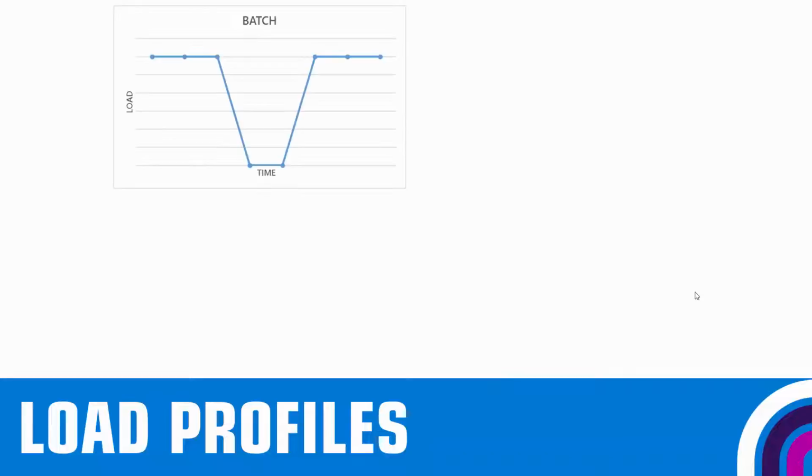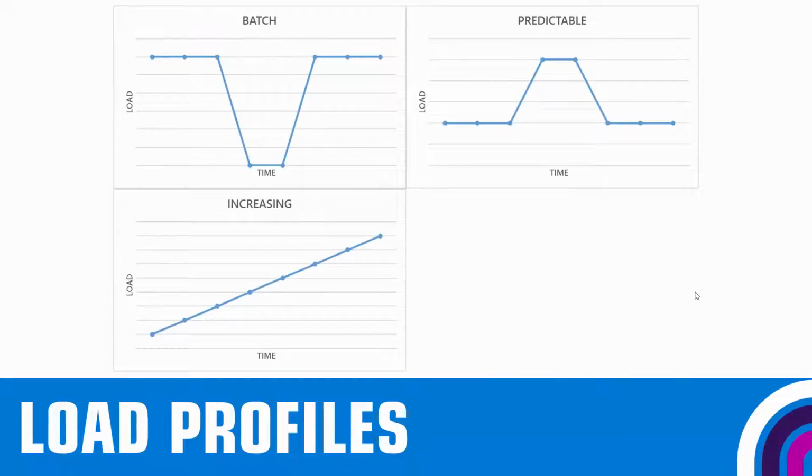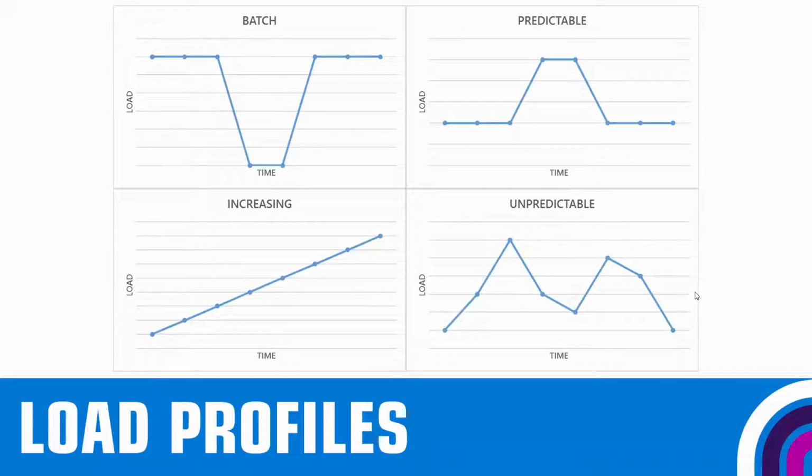And the way you start this is by understanding your load profiles. There are four main load profiles: batch, predictable, increasing, and unpredictable. Batch is really where our site that we use for this event is very typical of a batch load profile, where today there's going to be a lot of traffic because everyone's going to be using the site, but tomorrow we haven't got an event, so nobody's going to be on that. So it goes on and off.